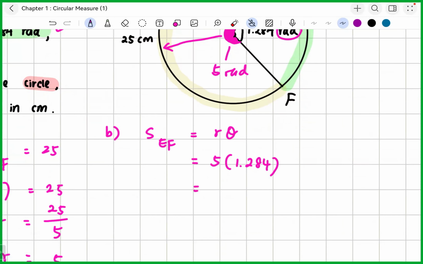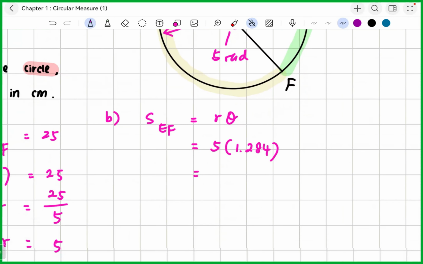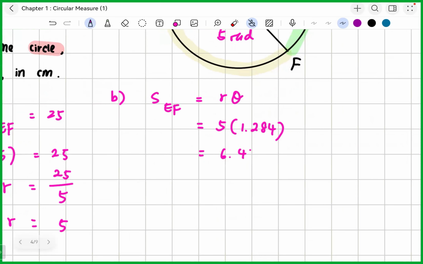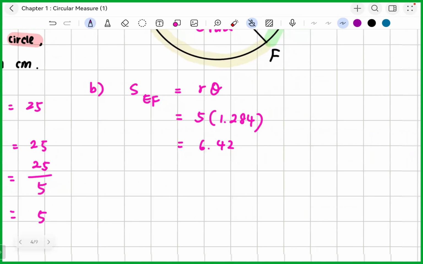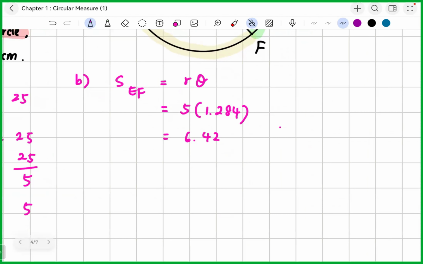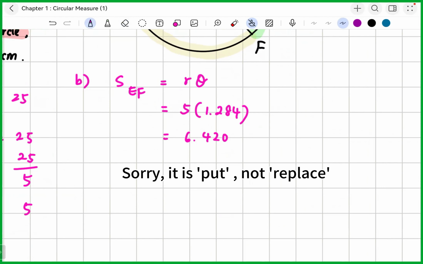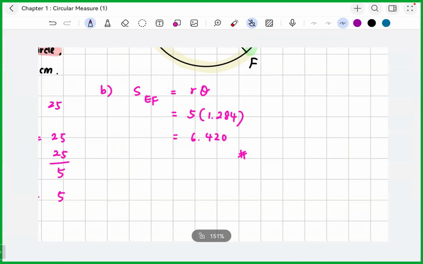So 5 times 1.284, you will get 6.42. Now 6.42 is to 2 decimal places, but is it 4 significant figures? No, right? So we have to add a 0 after the 2. So you will get 6.420, so that you fulfill the conditions of 2 decimal places and 4 significant figures.